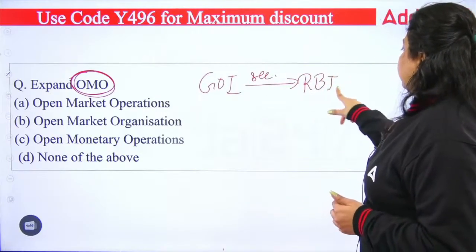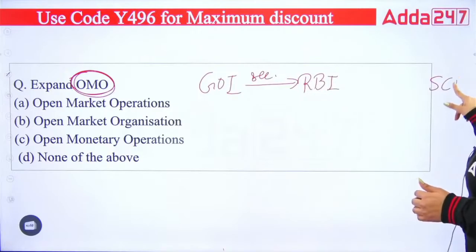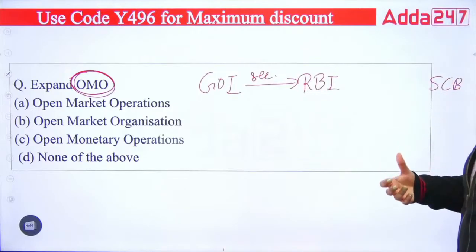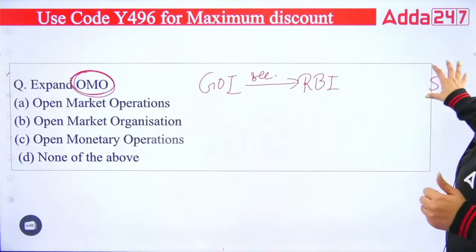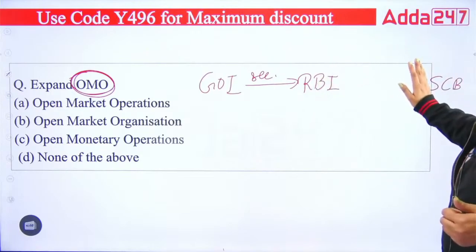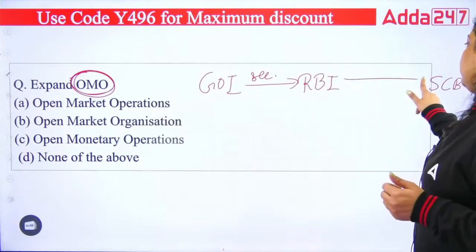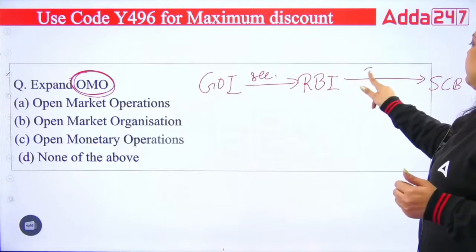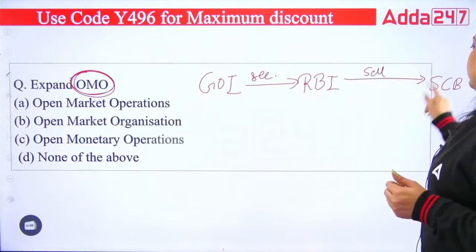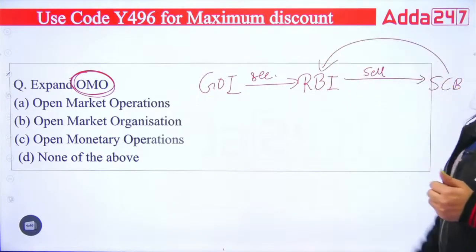And whenever RBI feels that scheduled commercial banks have excess liquidity, more money is there with the scheduled commercial banks, what will they do? They will give loans to the public. So that's why RBI has to reduce their liquidity. So RBI will sell securities to the scheduled commercial banks and will take liquidity from them.